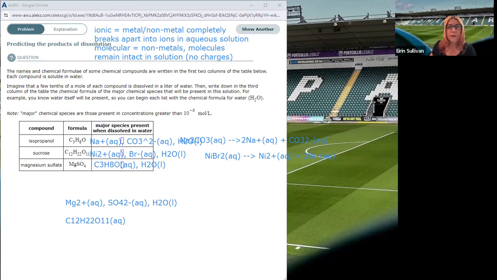Okay then, have some fun with that. And if you're not good with your ionic compounds, writing the formula of ionic compounds and breaking them apart into ions, this is the time when you really do have to know it, for real life.